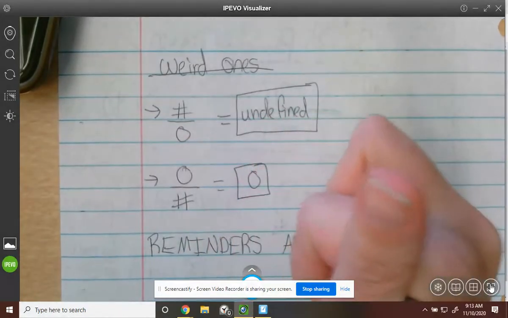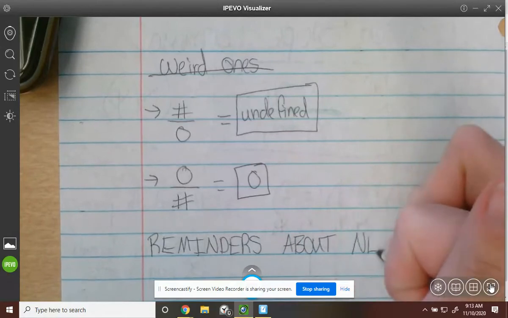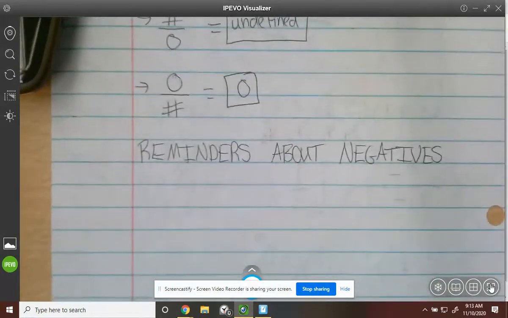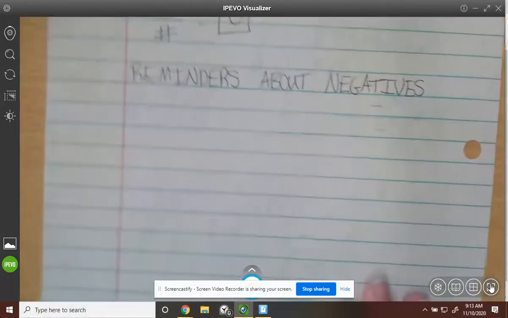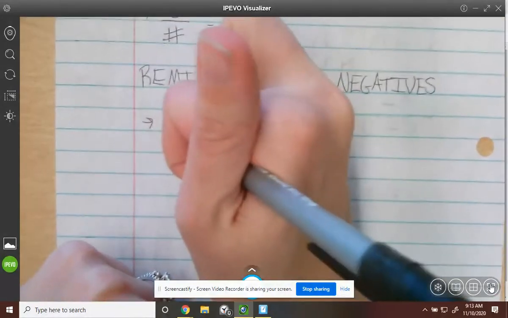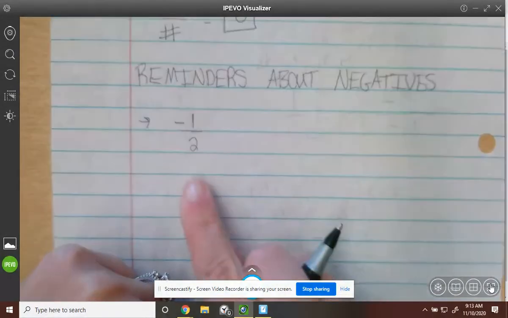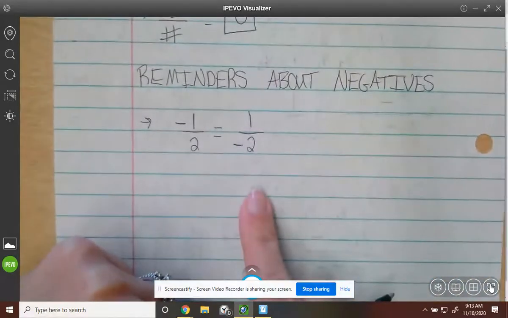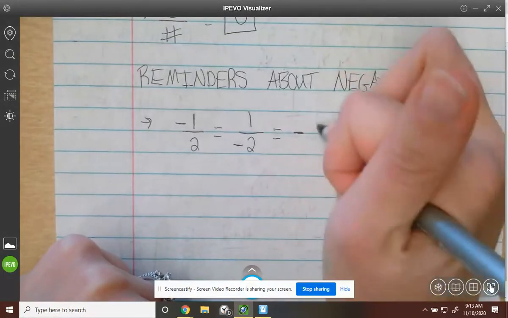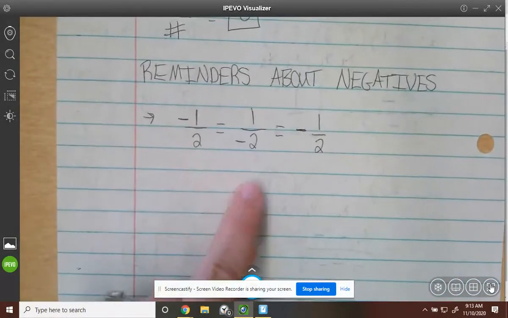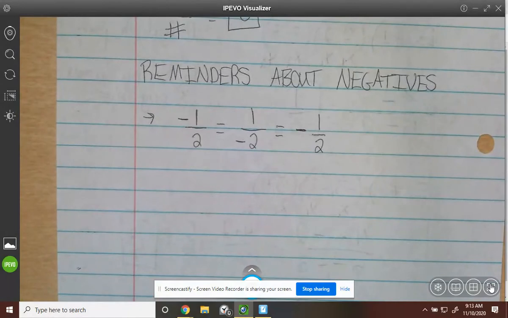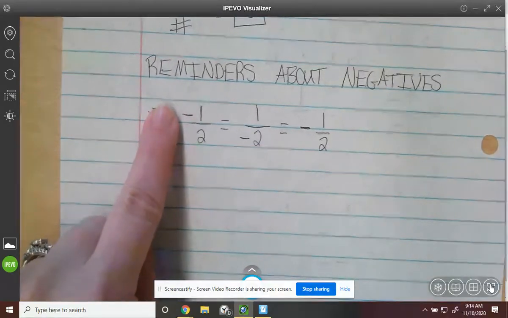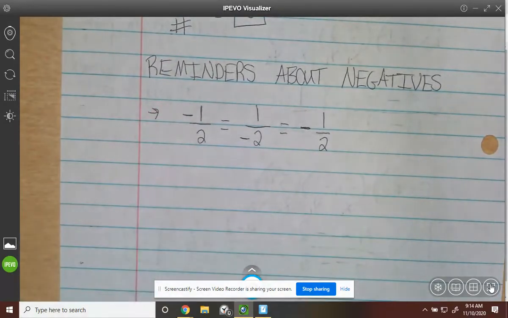Reminders about negatives. I don't know why I did that in all caps, but I did. Okay, reminder about negatives with fractions. The first reminder. If I have my negative up top in my fraction, that's the same thing as having it on the bottom of my fraction, which is the same thing as having it in front of my fraction. So no matter how you write it, it's going to be correct. It's still negative. Okay? In the computer, most of the time we write it like this. On paper, we usually write it like this. I don't care how you write it, but they're all the same thing.